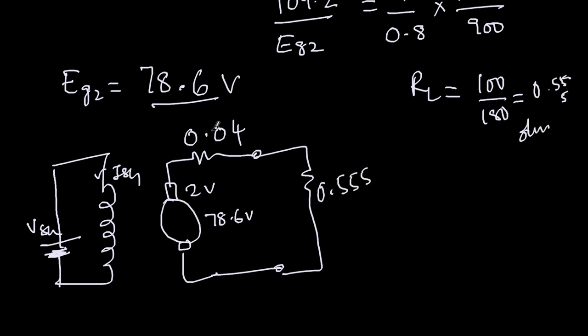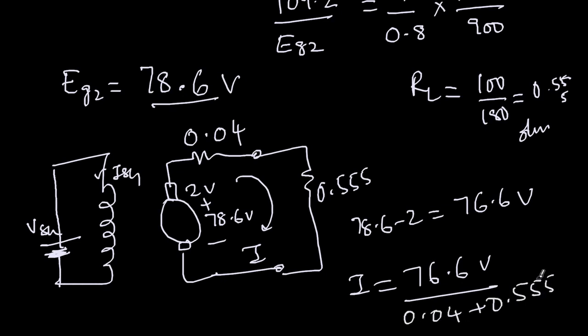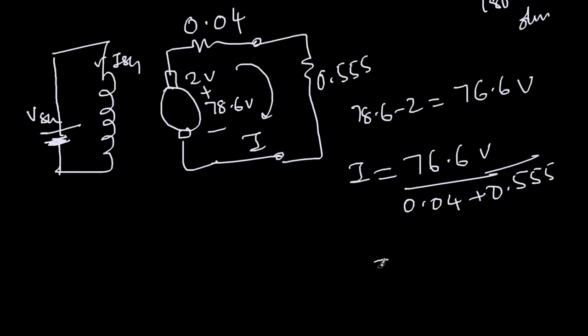This is the load resistance. Now if I add these two, I'll get the total resistance in the circuit. So based on this, I have to find the current. The effective voltage coming out of the armature is 78.6 minus 2 volts, so I'll get 76.6 volts. The current I will be 76.6 volts divided by total resistance 0.04 plus 0.555. Let's see how much it is.